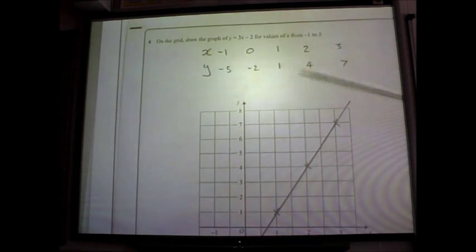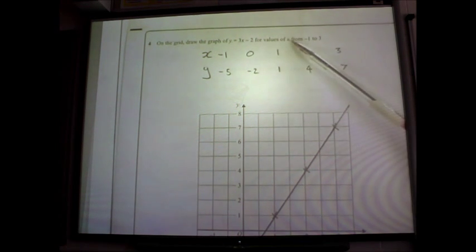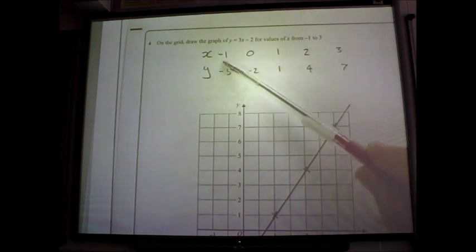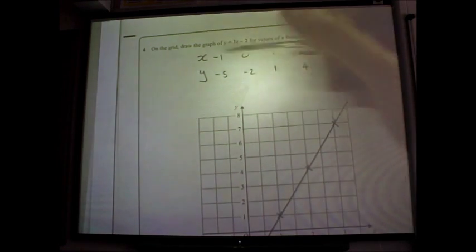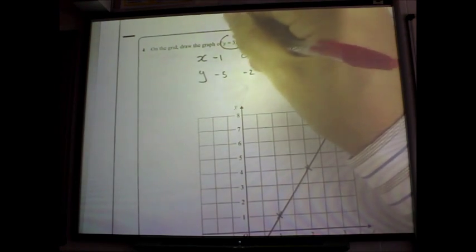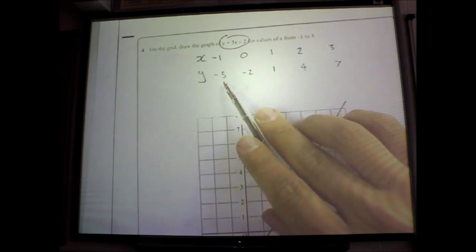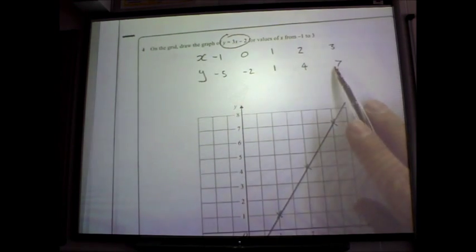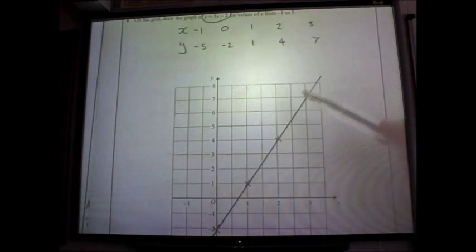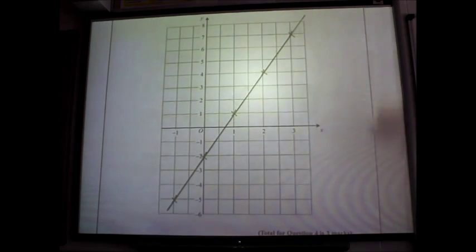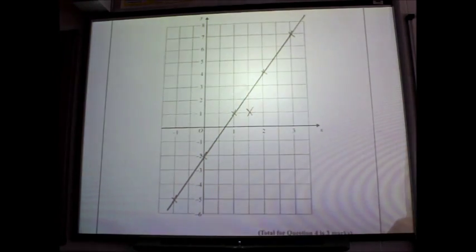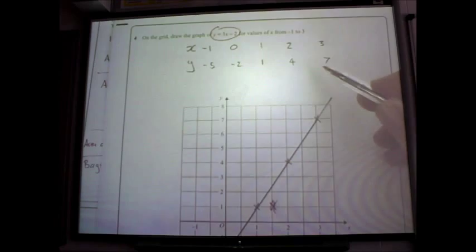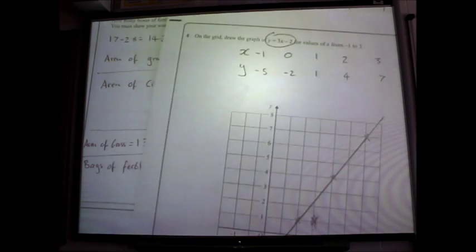Question number 4. It tells you the values of x up here are from -1 to 3. So that's why I put them in, -1 to 3. You've got to use this formula here, y equals 3x take away 2, and substitute in your values of x, and you get your values of y, like that. And then you plot them on your graph, and it should be a nice straight line. If any of your points are in the wrong place, like here for example, you know that it's wrong. So go back and check your workings up the top.